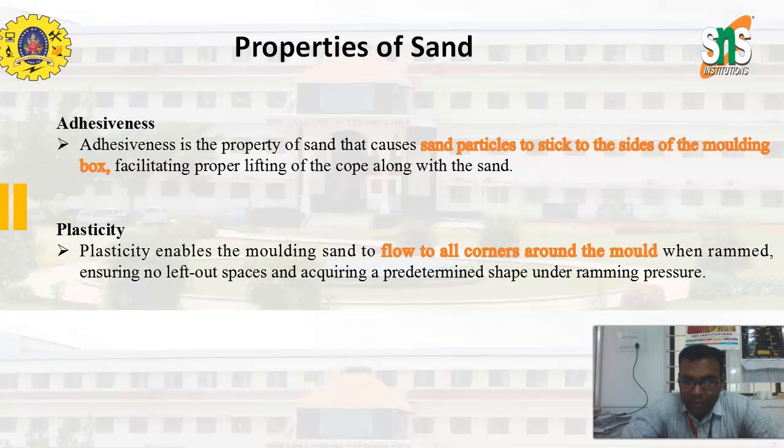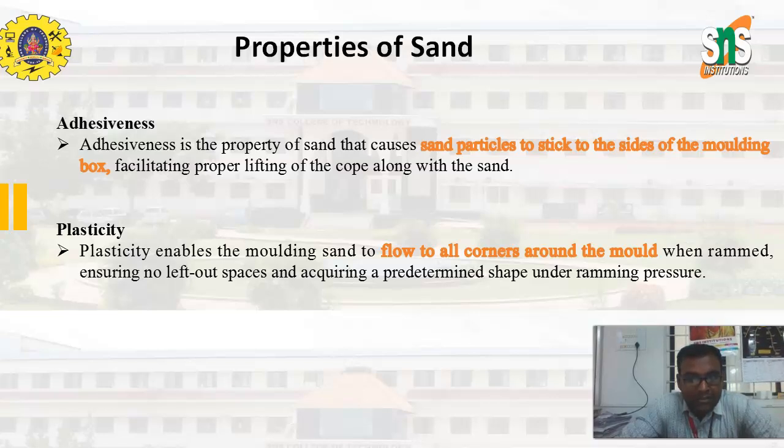The third important property of molding sand is adhesiveness. The ability of the sand particles to stick to another body is called adhesiveness. That means it is a property of sand that causes sand particles to stick to the sides of the molding box. It facilitates proper lifting of the cope along with the sand. The sand should have sufficient adhesiveness so that it can easily stick to the sides of the molding boxes and does not fall out of the box when it is removed. It is also one of the important properties of molding sand.